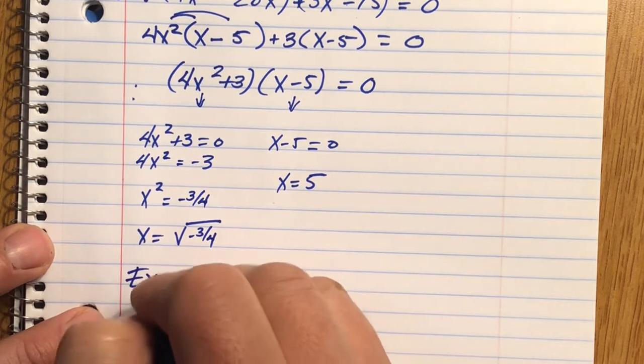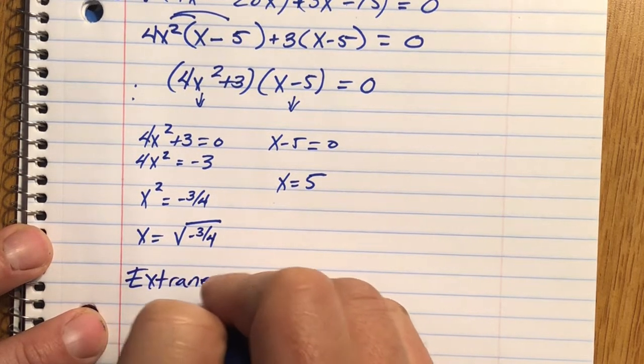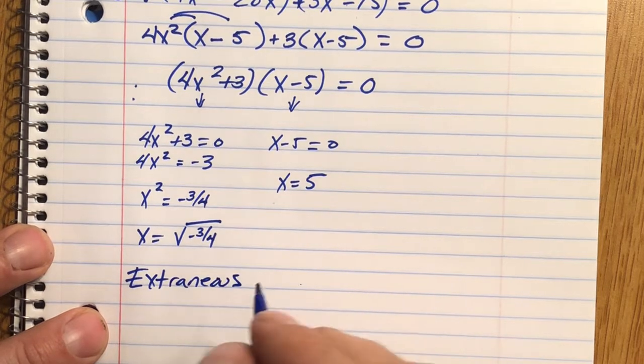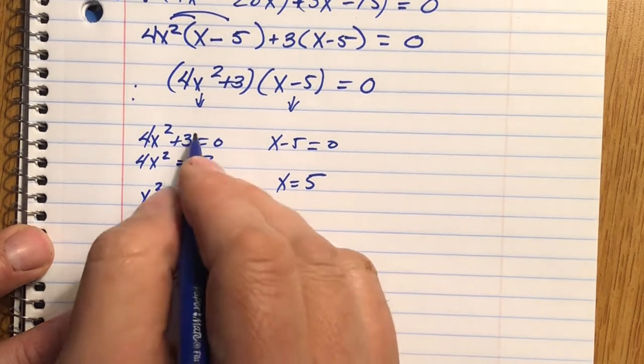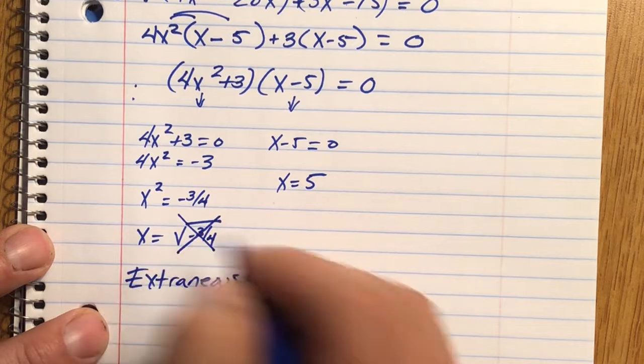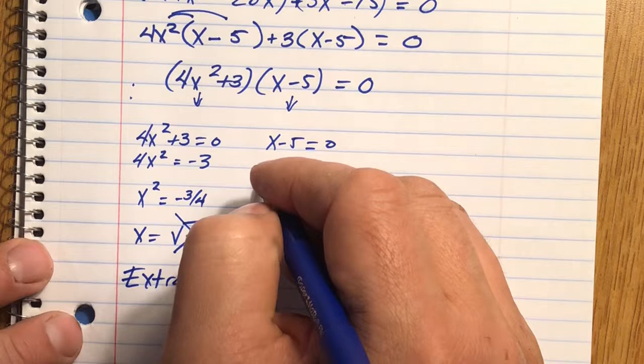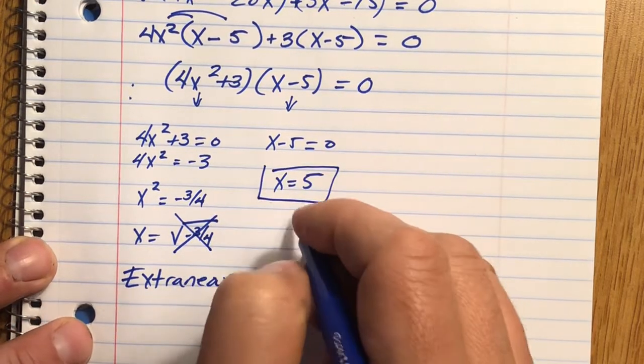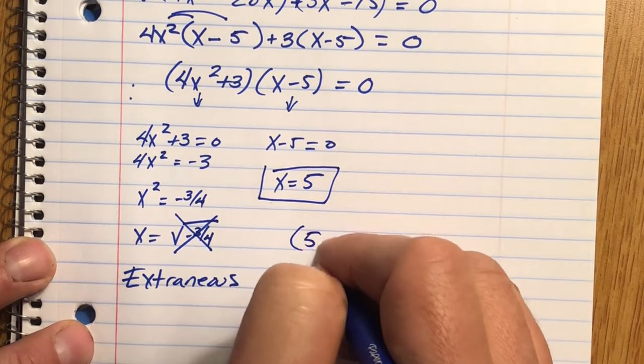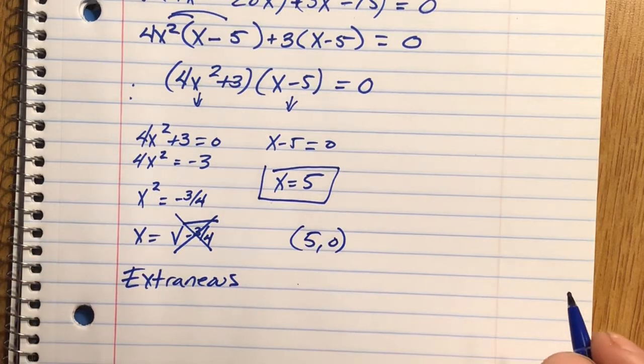Extraneous, I can spell it right, is just a fancy way of saying that this is a solution that does not work. Okay, it doesn't work. So my answer for this one is just going to be x equals 5, or 5 comma 0.